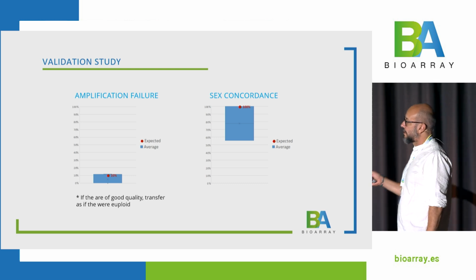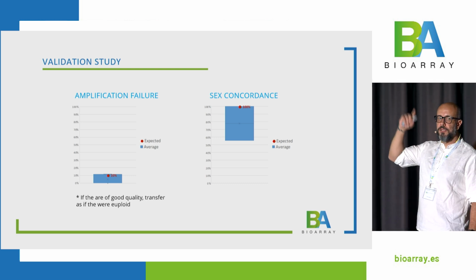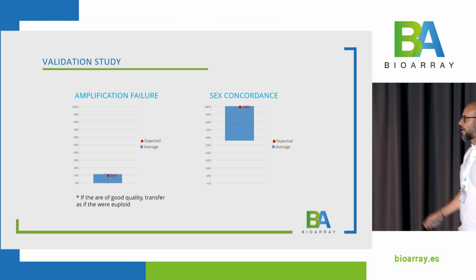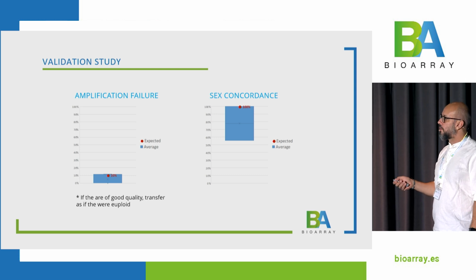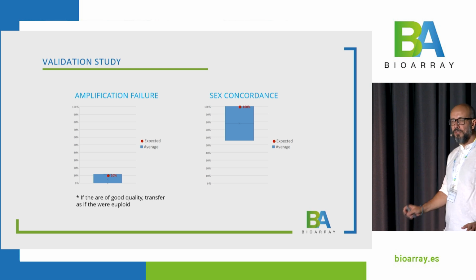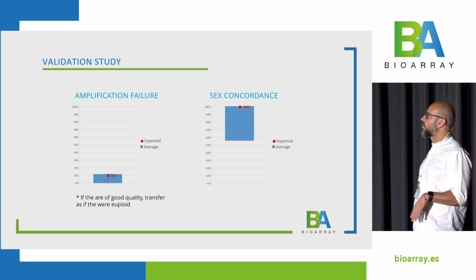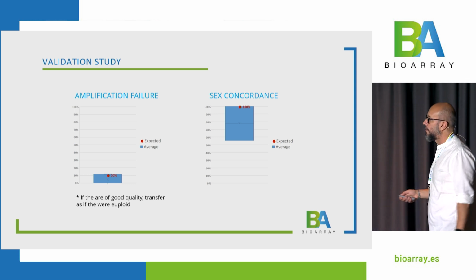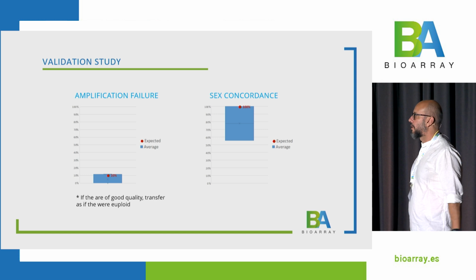The second thing is that we look at the sex concordance between trophectoderm biopsy and the culture media. Obviously, ideally, it should be 100%. It's not always like that, but we have to be close to 100%. If we have lower sex concordance, it means that probably we are having maternal contamination.